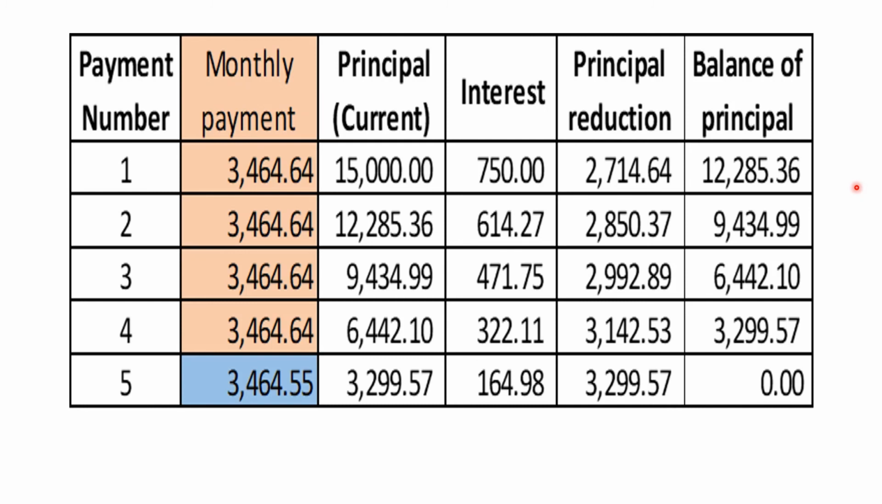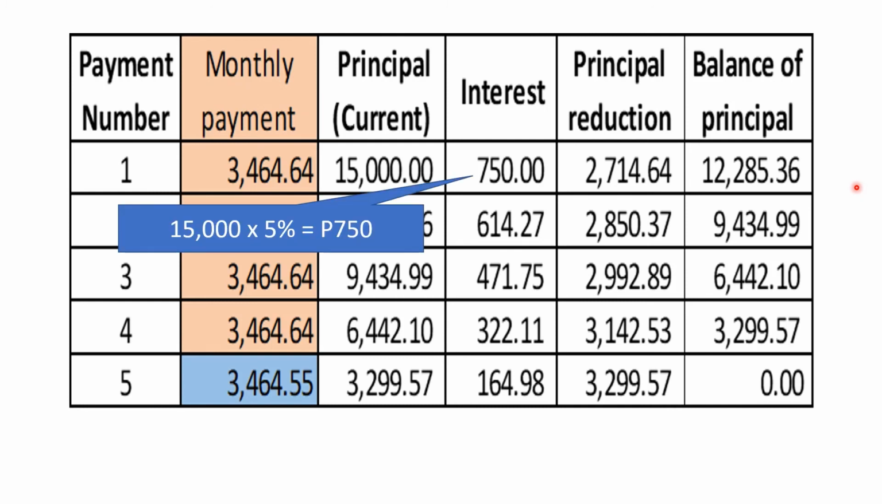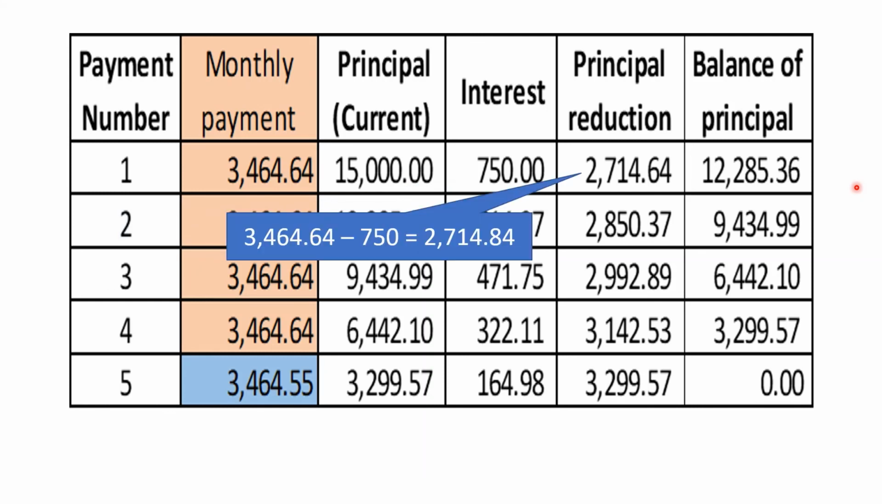Let me show you computing the first payment. So the interest is 15,000 times 5%. So the interest for the first year is 750 pesos. So the principal reduction, 3,464 pesos and 64 centavos less interest, 750, is equal to 2,714 pesos and 84 centavos.